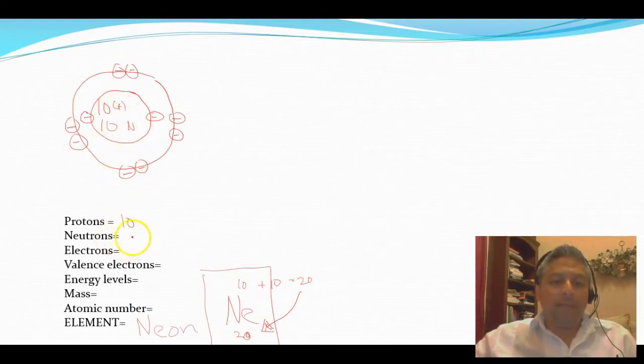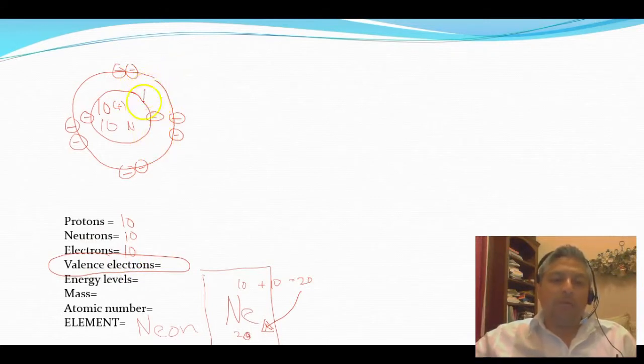Neutrons, we have 10. Electrons, we have 10. Now valence electrons, remember this is today's topic. That's why we're focusing on these ones. Those will be the electrons on the outer shell.